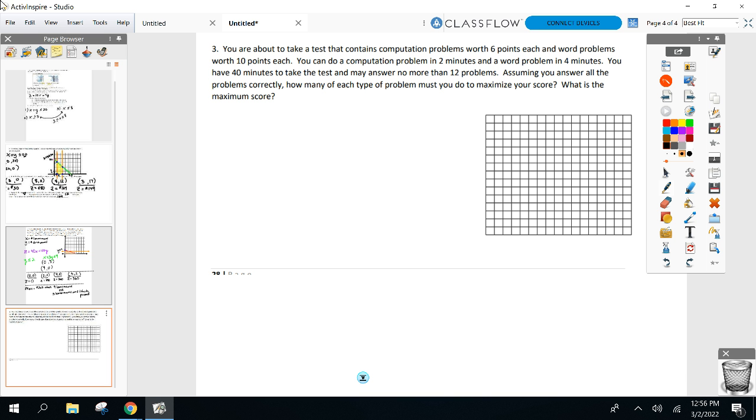All right, X and Y first. Let X equal the number of computation problems. And we'll let Y equal, what's the other type? Word problems. Is it always going to be number of? Probably, yep.